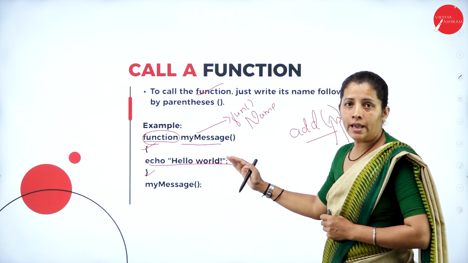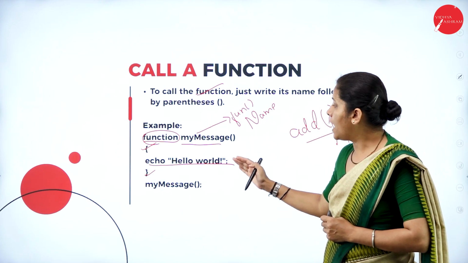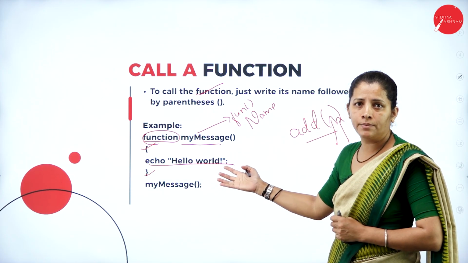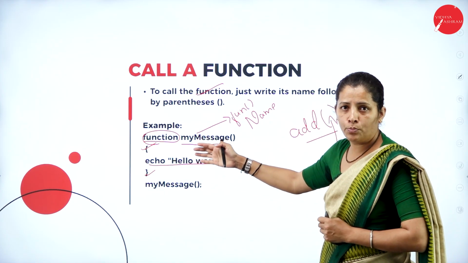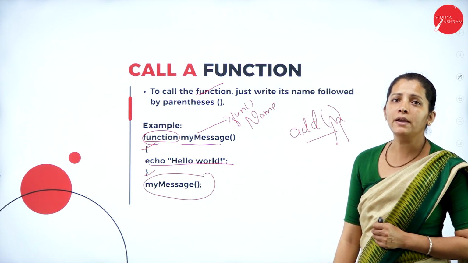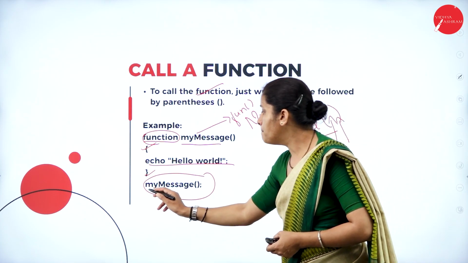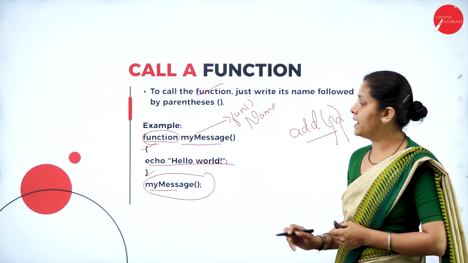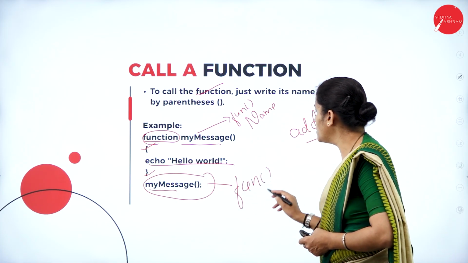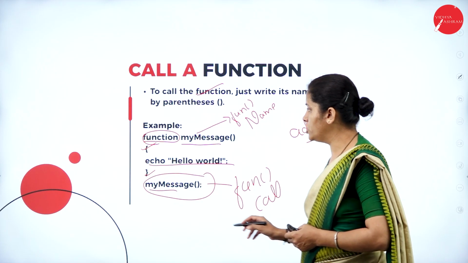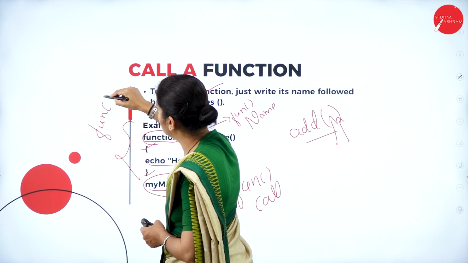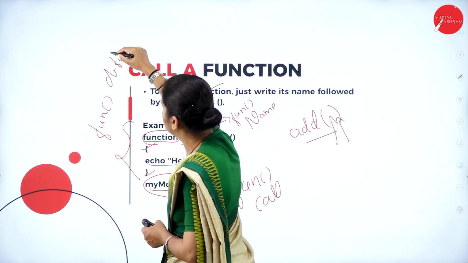When I run this page on the browser, I won't get the output because I'm not calling the function, right? So if I want to get the output, what do I want to do? I want to call the function. And what is my function name here? My message itself is my function name. So this is the function call, or calling a function, and this is the function definition.